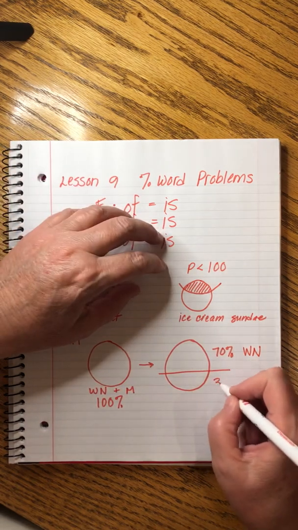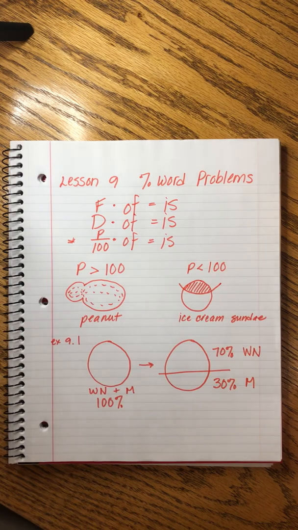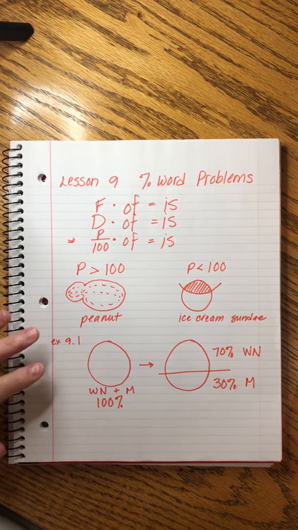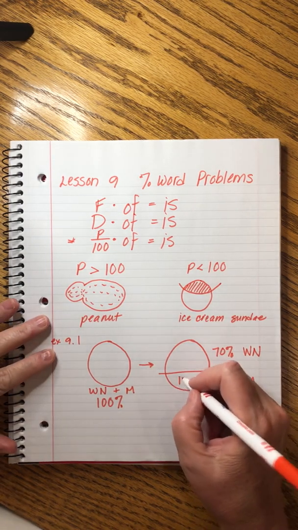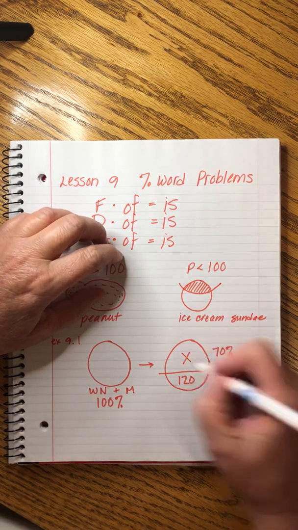Well, that tells us right away that 30% must be the maids, right? It's got to add up to 100. And we're also told that 120 maids were present. Okay, so we can fill that in there. How many nymphs came to the banquet? So that's what we're supposed to find.